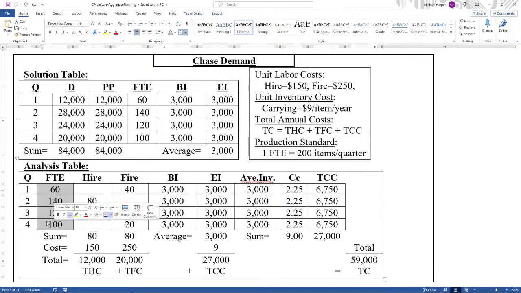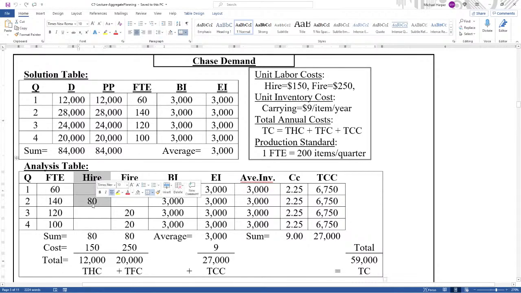Now, they're increasing and decreasing. Now I have hiring and firing. So follow this logic. In the first quarter, I have 60 FTEs on board doing work. At the end of that quarter, I end with 60 FTEs. At the beginning of the second quarter, I want to start with 140 FTEs. So at the beginning of second quarter, I have to increase 60 up to 140, which is an increase of 80. So I'm hiring 80 at the beginning of quarter two.